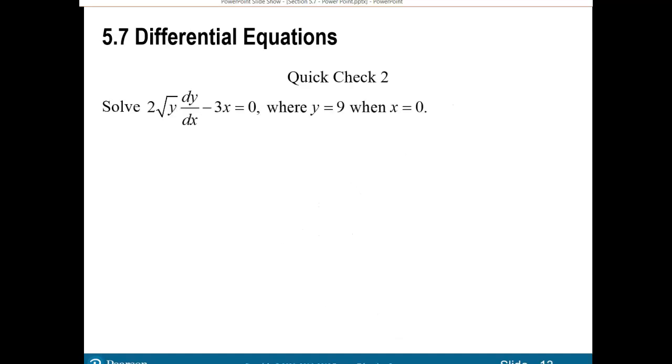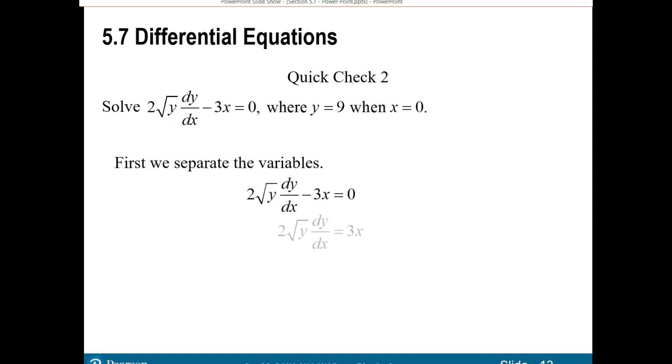All right, so let's try another one. Solve 2 square root of y dy over dx minus 3x equals 0, where y is 9 when x is 0. All right, so start by separating. So there's what we were given to start with. First thing we're going to do is add 3x to both sides. Now we're going to multiply both sides by dx.